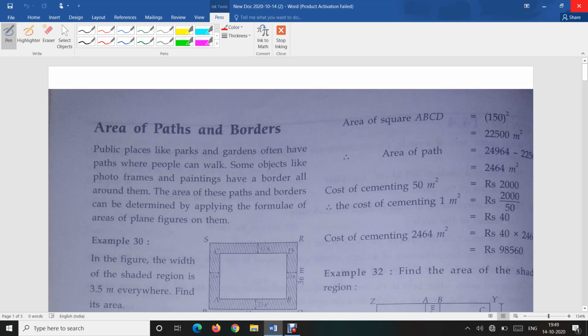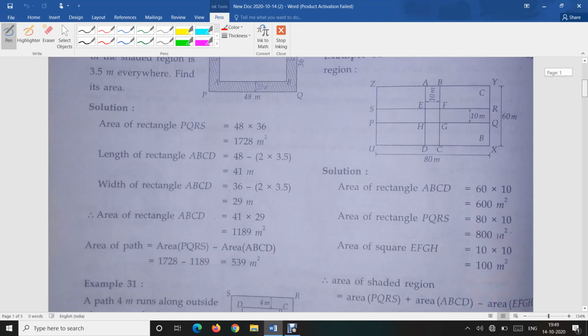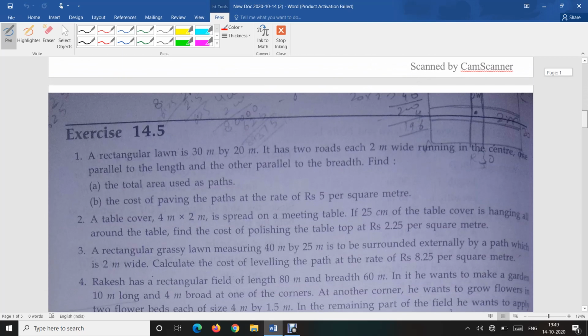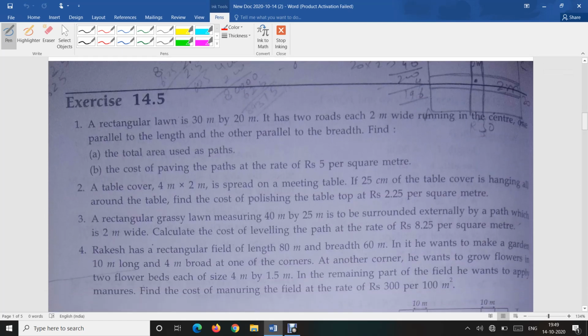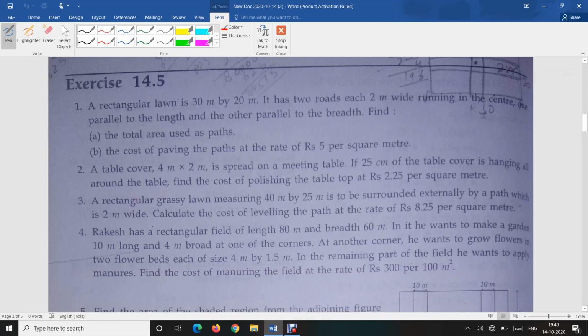This is your mathematics class, and in this class we will learn about the area of paths and borders. We will understand this topic with the help of the questions of exercise 14.5. So let us start our today's class with exercise 14.5, question number 1.